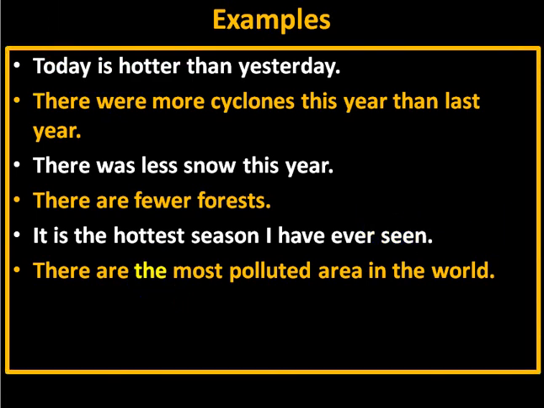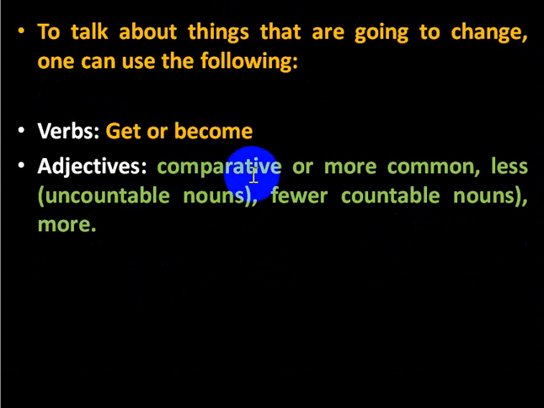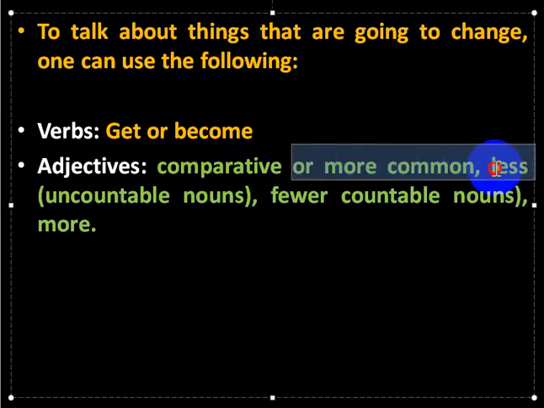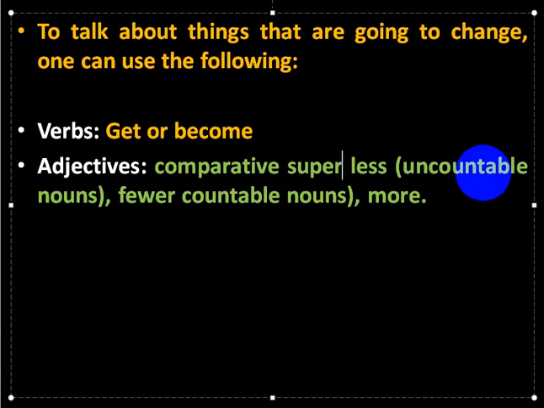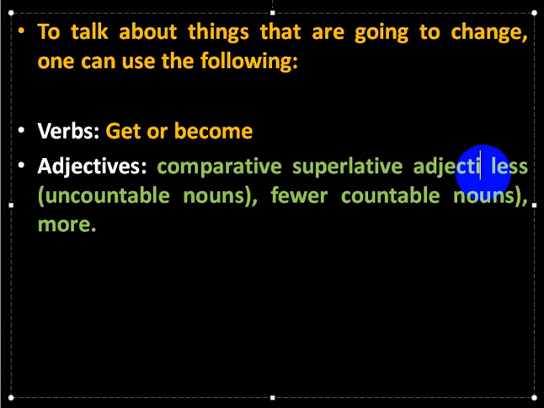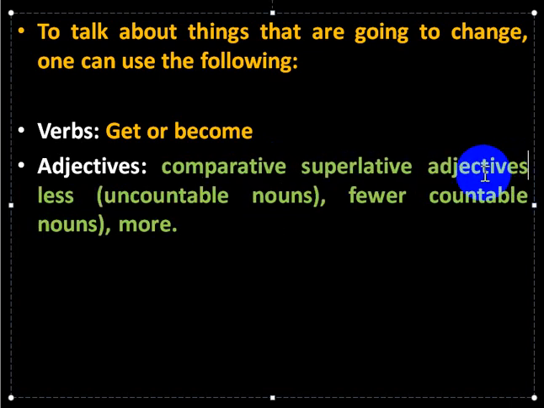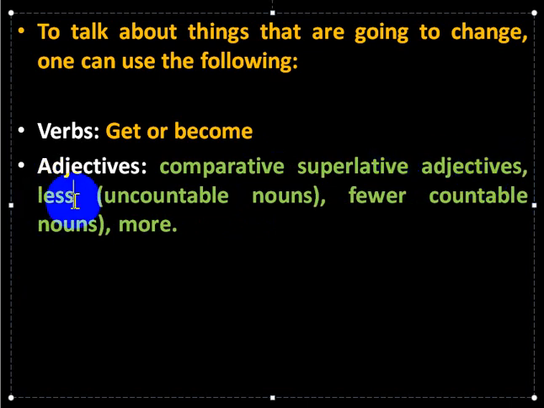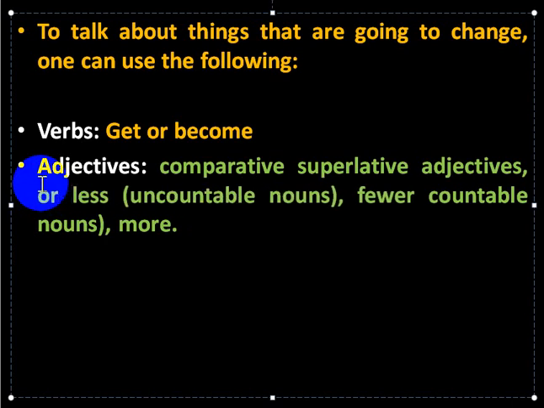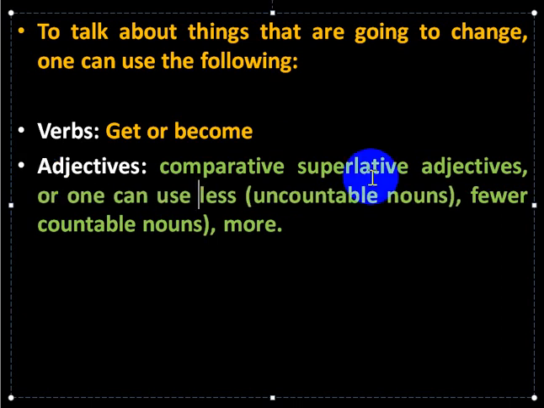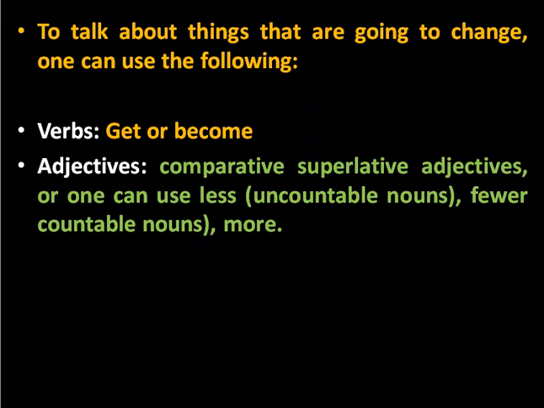So if you want to talk about weather changes, you can use the verbs get or become. You can use comparative or superlative adjectives. Or you can use less or more: less with an uncountable noun, fewer with a countable noun, or more. So you have so many ways you can use to express weather changes.